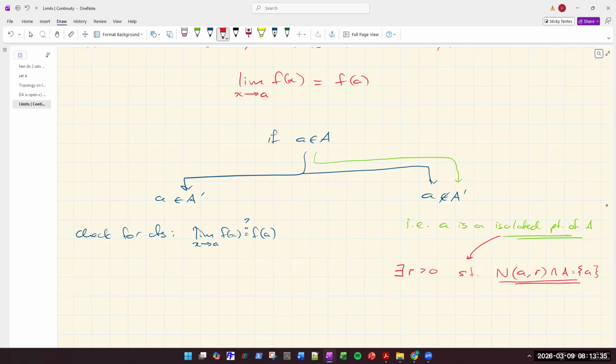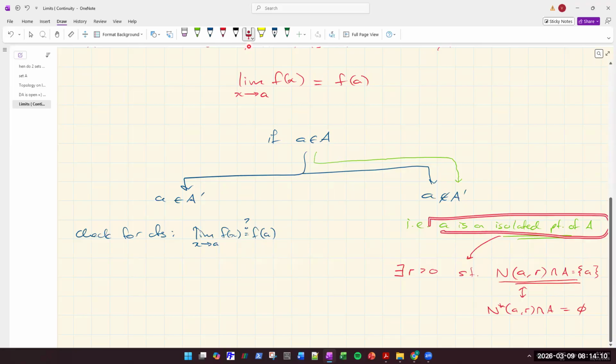Now, this is the same thing. If I now remove the center, so I take the deleted neighborhood instead, and I intersect it with A, then that is the empty set. Because if these two sets, the neighborhood and A, only have a single point in common, which is A, and I now remove A, then they have no points in common, so it's empty. Okay, so that is an isolated point. And what we're going to now prove is that if you are an isolated point, then you are always continuous.